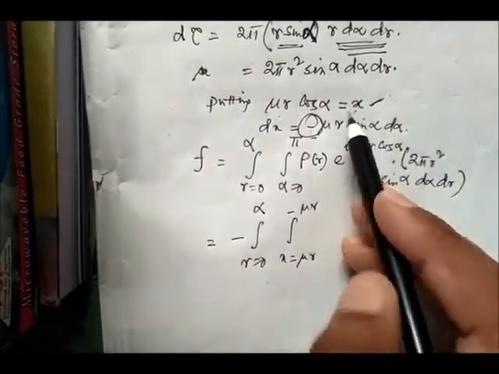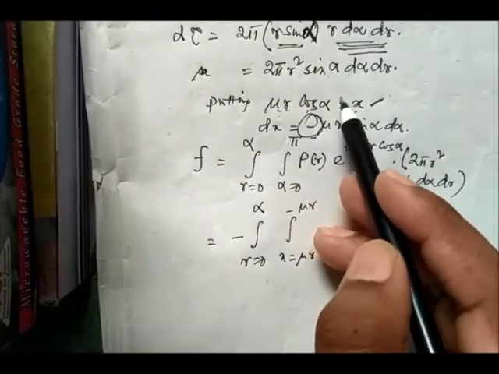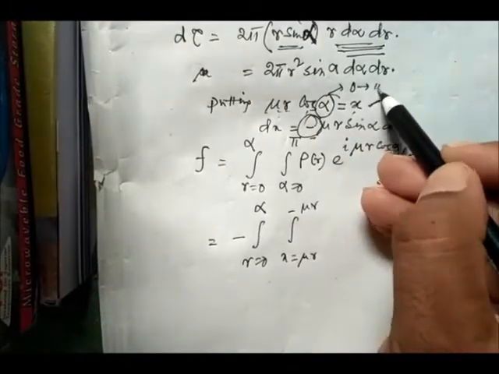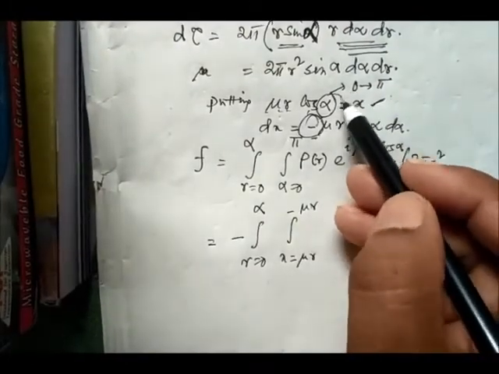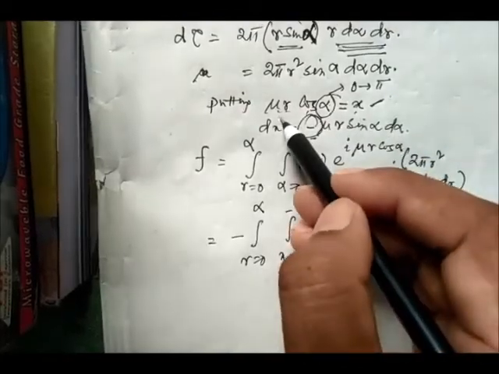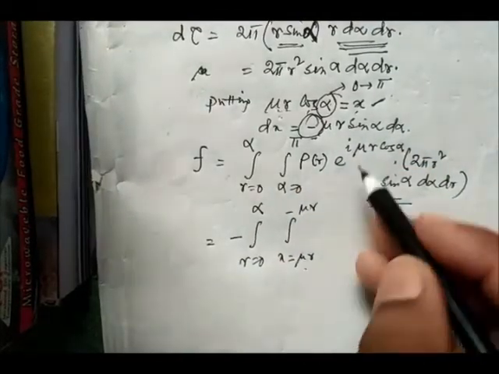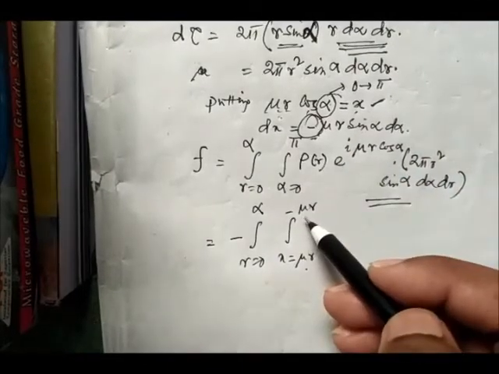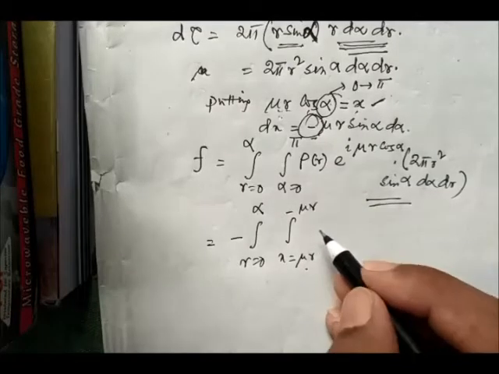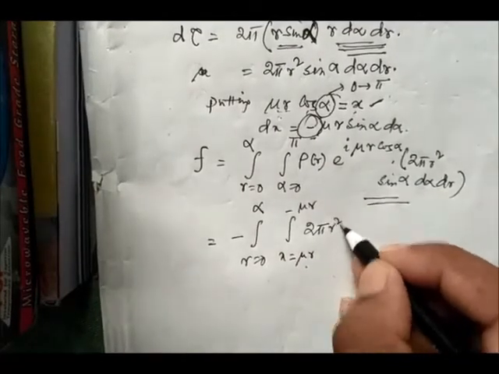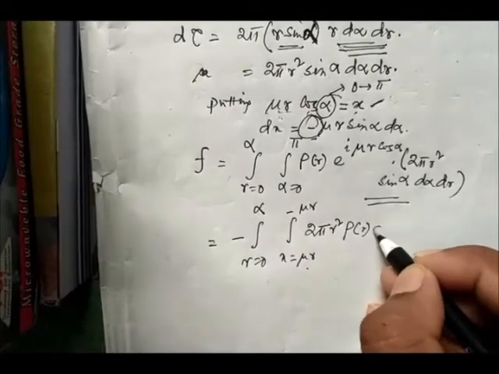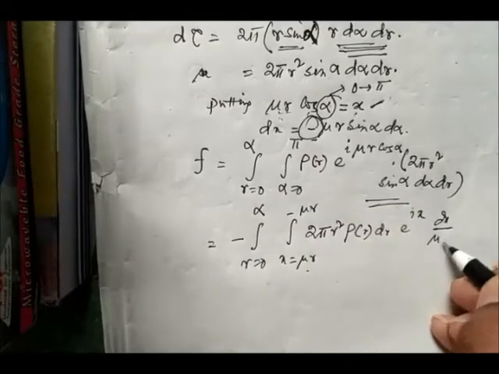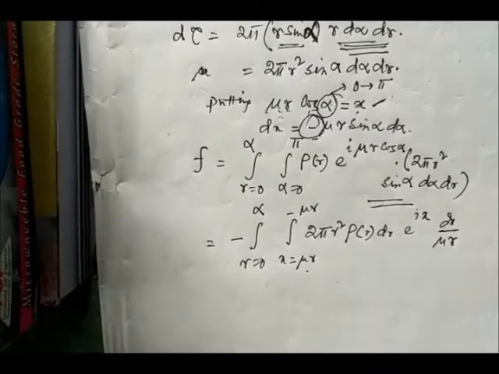As you see here, x equals mu r cos alpha, and alpha runs from 0 to pi, so the range of alpha is 0 to pi. Now for alpha equals 0, the value of x is mu r, so x runs from mu r, and for alpha equals pi, the value is minus mu r. So 2 pi r square rho r dr e to the power i x dx divided by mu r, right?